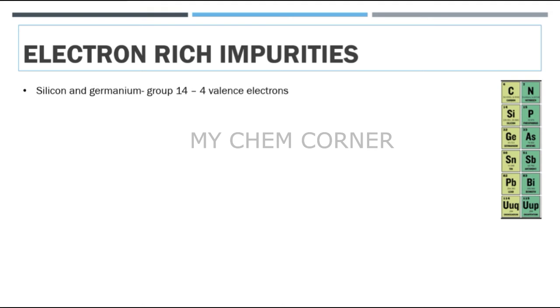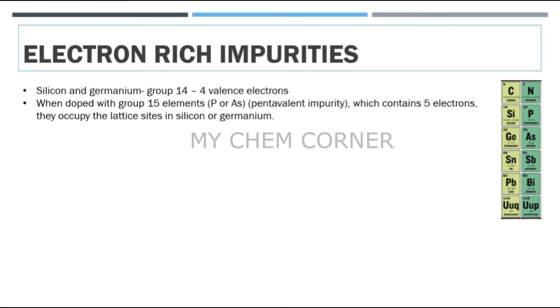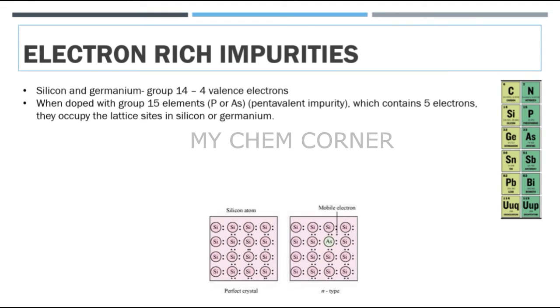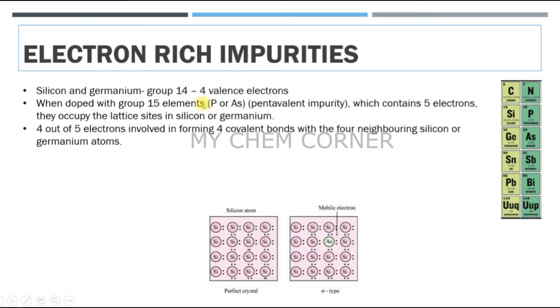So in this case, group 14, which is a semiconductor, how many valence electrons do they have? They are going to have 4 valence electrons, right? So when we dope it with an electron-rich impurity, we dope it with a group 15 element, basically the nitrogen family, using phosphorus or arsenic. Now, if you say they are pentavalent impurities, what do you mean by pentavalent impurity? It means they contain 5 electrons in the valence orbital. So here, group 14 has 4 valence electrons, whereas group 15 has 5 valence electrons.